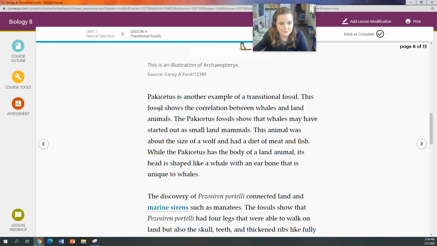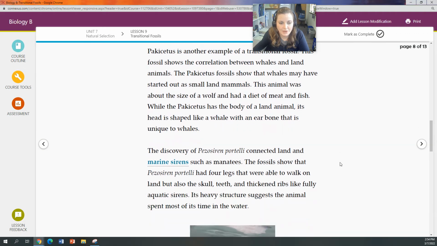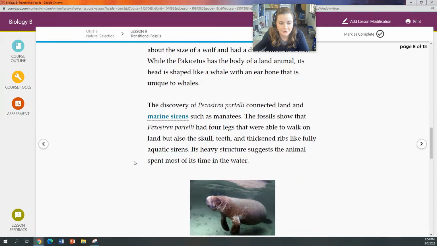For another couple of examples, I'm trying to pronounce this one, but Pakicetus is another example of a transitional fossil, which is the transition between land animals and whales. It's believed that whales evolved from land animals, that there were four-legged mammals on land that lived in an area near shore. They had diets of fish and meat, with the body of a land animal, but its head was shaped like a whale with an inner ear bone that was unique to whales.